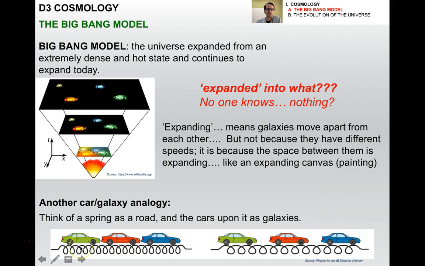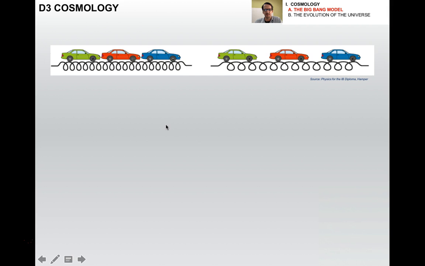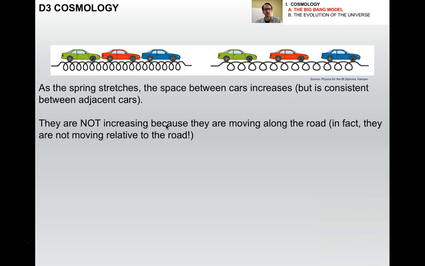In terms of if your standard unit is say one slinky coil, then say the front of the green car is 1, 2, 3, 4, 5, 6 slinky coils from the front of the red car. Well, it still is when you stretch it. It's still the same distance apart. It's just that the actual fabric of space-time has changed. So again, as the spring stretches, the space between the cars increases, but it's consistent between adjacent cars.